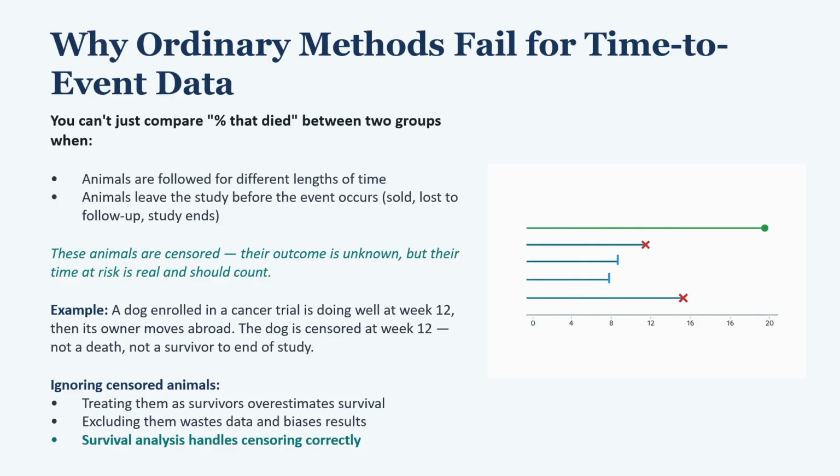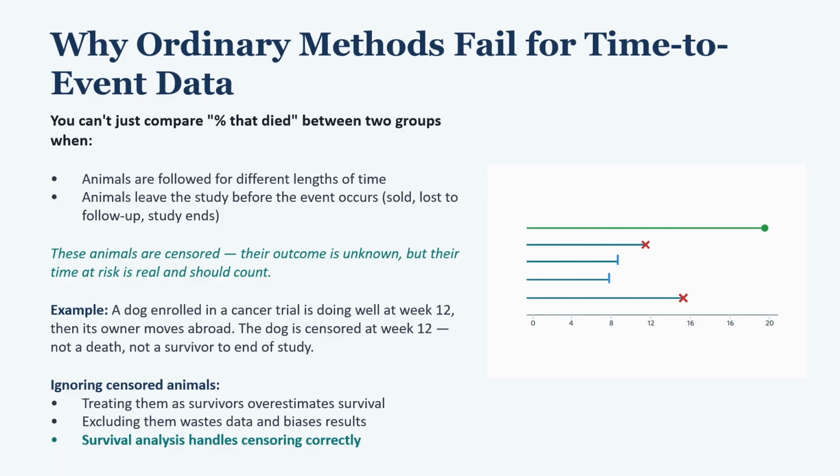Censoring is the more nuanced challenge. A censored animal is one whose final outcome, death, relapse, recovery, is unknown. This happens when an animal is lost to follow-up, when an owner withdraws consent, when an animal is sold or euthanized for an unrelated reason, or when the study simply ends before the animal experiences the event. The dog that moves abroad with its owner at week 12 is censored at week 12. We know it was alive through week 12. We don't know what happened after.